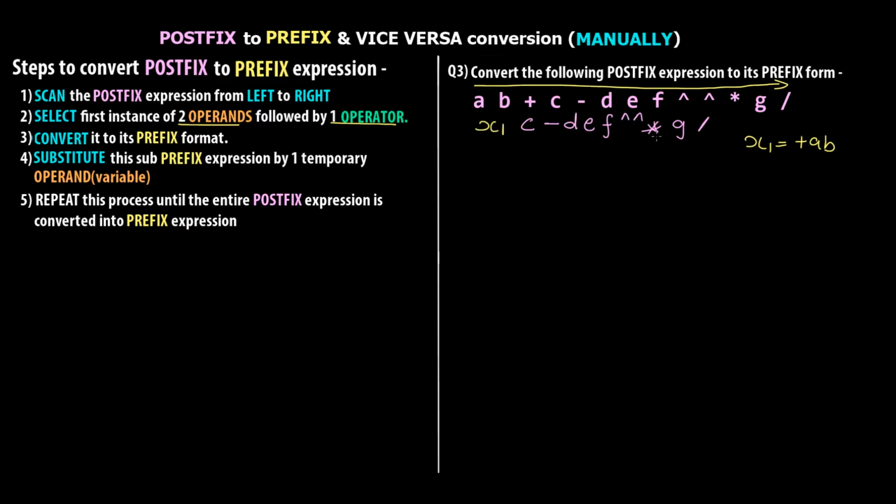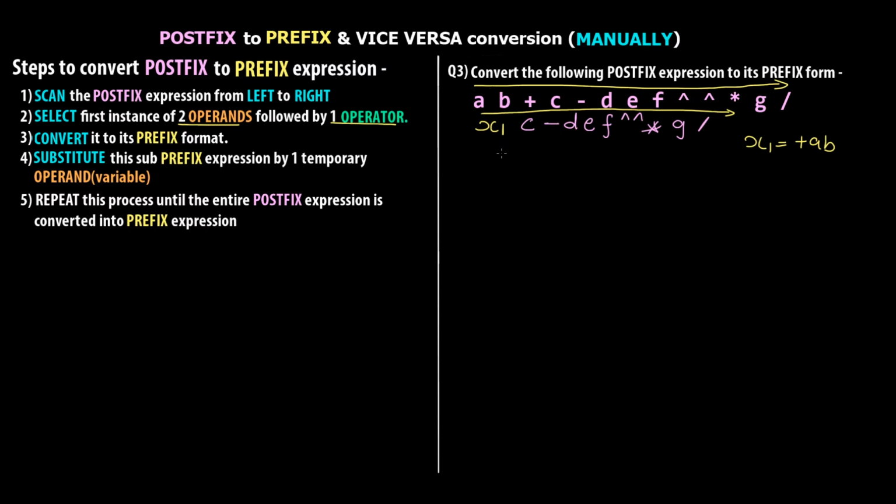If you are doing it on pen and paper, don't do that. I just want to finish it off in this entire space. That's why I don't want to scroll down. But anyway, now again when we scan from left to right, we can see we have x1 c minus. So this is again in that proper two operands and one operator format.